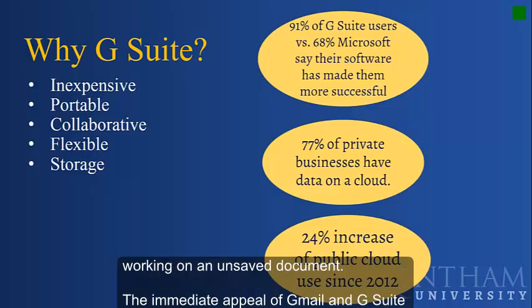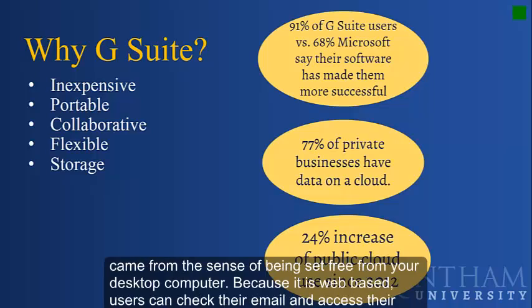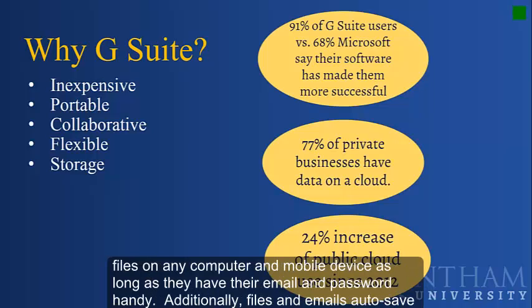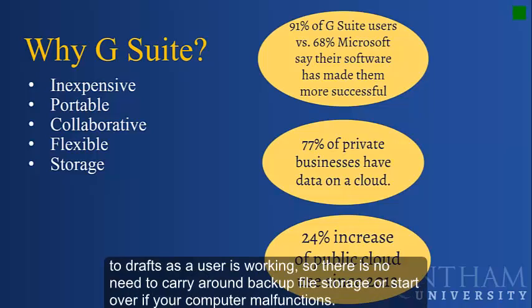The immediate appeal of Gmail and G Suite came from the sense of being set free from your desktop computer. Because it is web-based, users can check their email and access their files on any computer and mobile device, as long as they have their email and password handy. Additionally, files and emails auto-save to drafts as a user is working, so there is no need to carry around backup file storage or start over if your computer malfunctions.